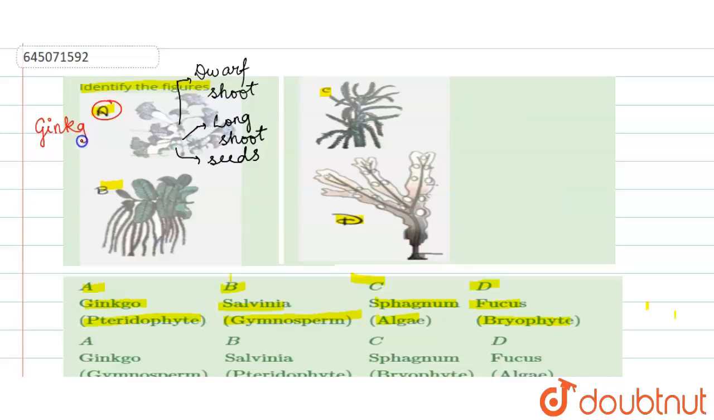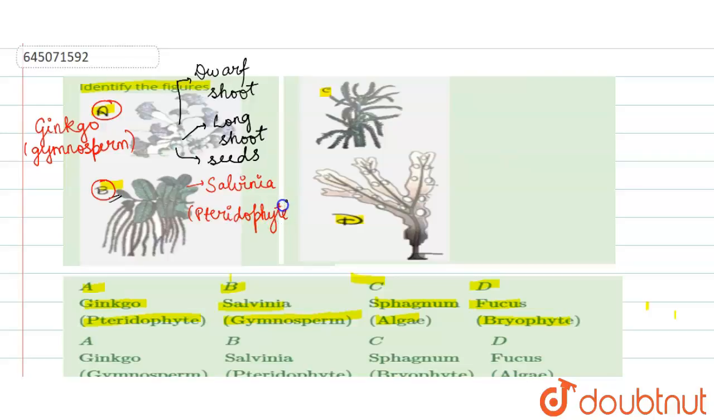Dwarf shoot, long shoot and seeds are present in ginkgo, and ginkgo is a gymnosperm. Next, moving on to B plant. If we talk about B plant, simply it is a pteridophyte, and the pteridophyte is salvinia. So the B plant is salvinia, and it belongs to pteridophyte.